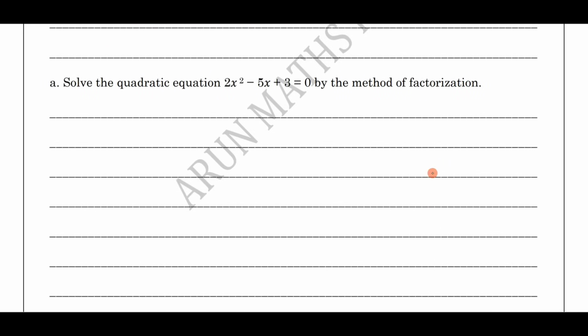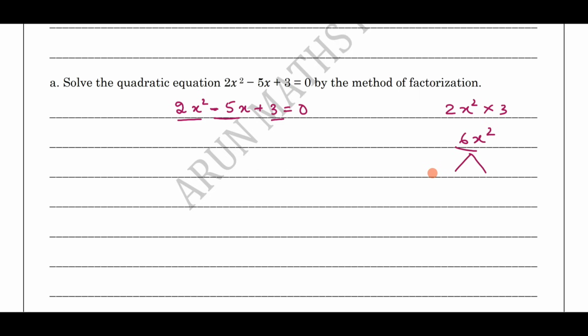See, the quadratic equation here is 2x squared minus 5x plus 3 equals 0. The equation is in standard form. Multiply first and last term: 2x squared into 3. What you get? 6x squared. Now, if you multiply, you should get 6x squared. If you add, you should get minus 5x. It is not plus 5x as in the previous problem.